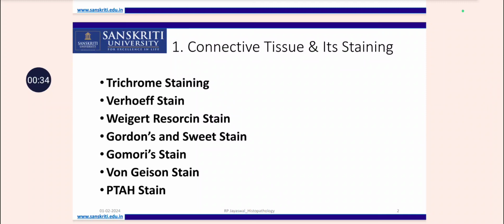First one is trichrome staining. Second is Verhoeff stain. Third one, Weigert Resorcin stain. Fourth one, Gordon and Sweet stain. Fifth one, Gomori stain. Sixth one is van Gieson stain, and the last, seventh, is the PTAH stain.